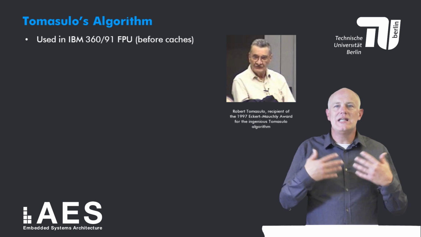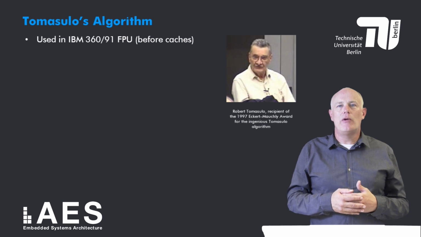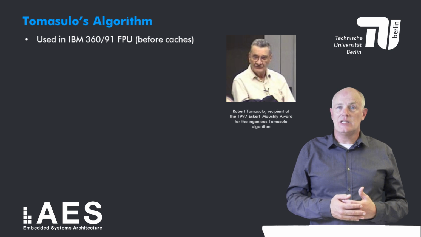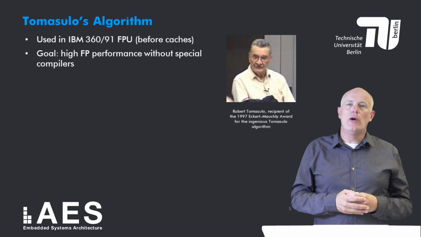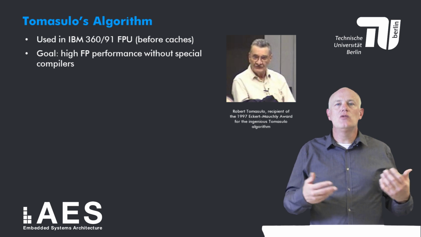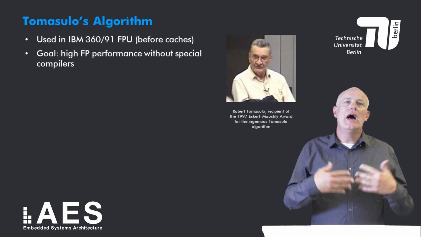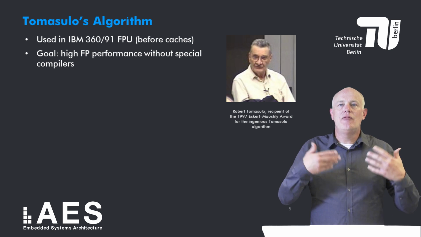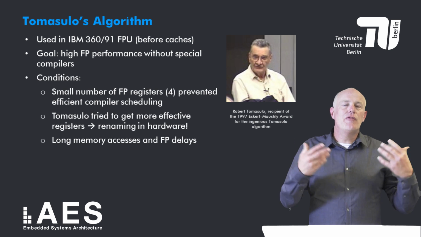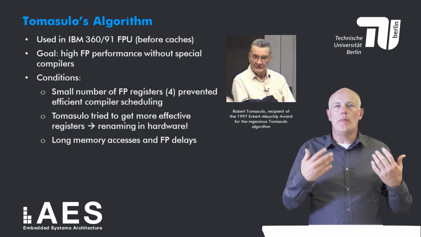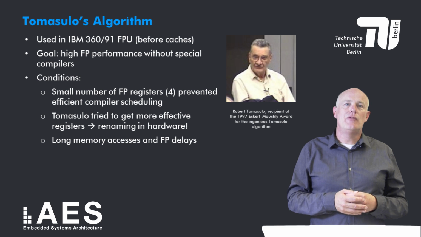Tomasulo's algorithm was implemented in the floating point unit of the IBM 360/91 processor, even before caches were invented. The goal was to achieve high floating point performance without having to develop a special compiler for the 360/91 processor. IBM wanted to use the compiler developed for the entire 360 family of processors. The 360/91 processor had a number of limitations which made it difficult to achieve high floating point performance.